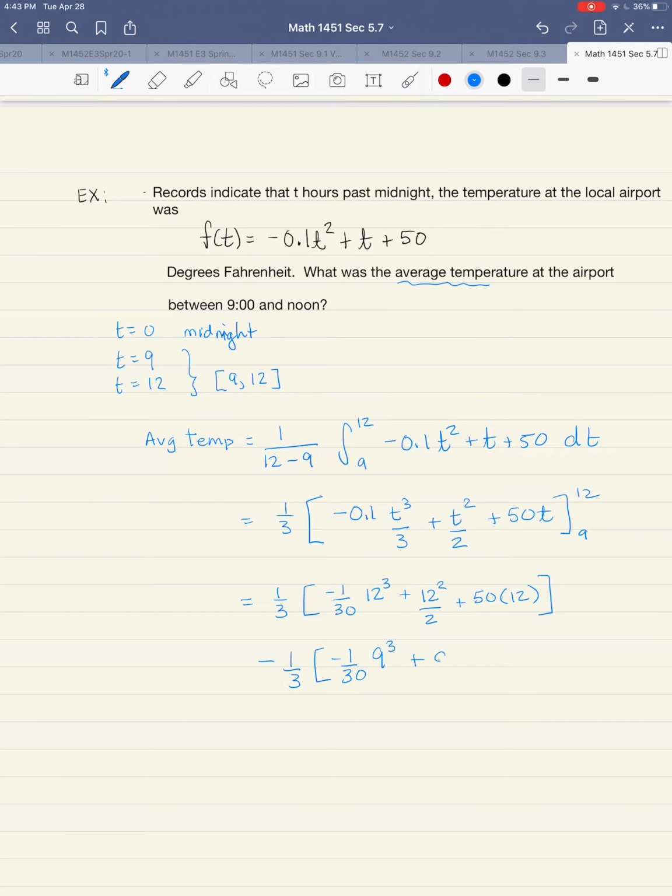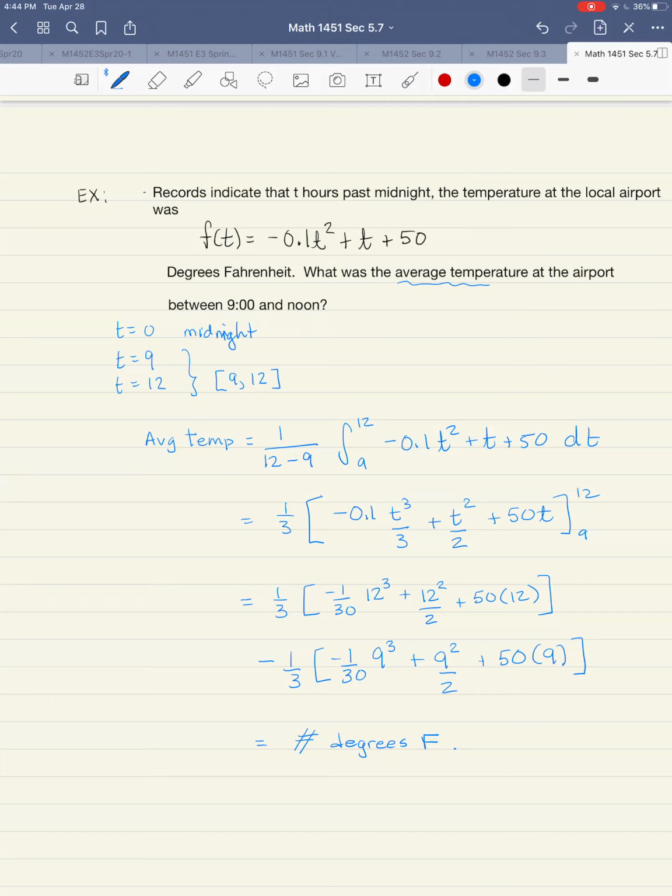Now we put the 9 in there. -1 over 30 times 9 cubed plus 9 squared over 2 plus 50 times 9. Tell you what, those don't look anything like numbers I want to compute. I can't do 12 cubed. I can't do 9 cubed. I'm just going to punt from here. So we're going to say it's a certain number of degrees Fahrenheit. How about that for a wimpy ending?